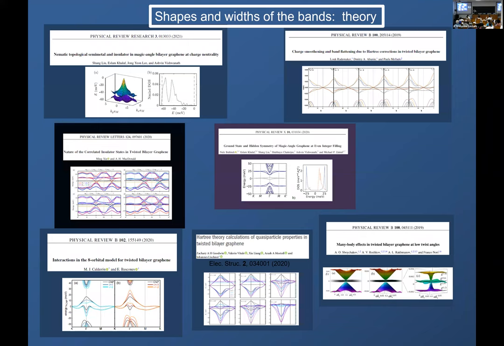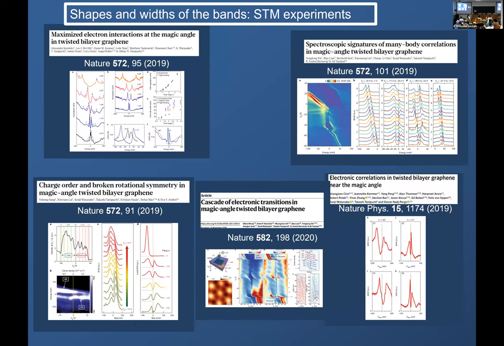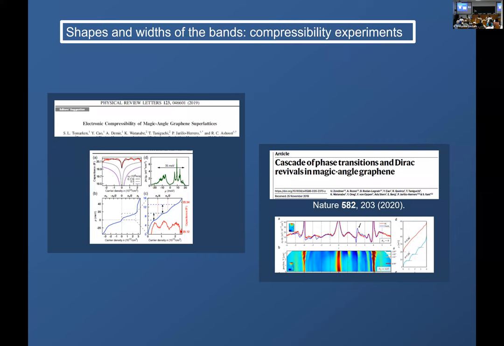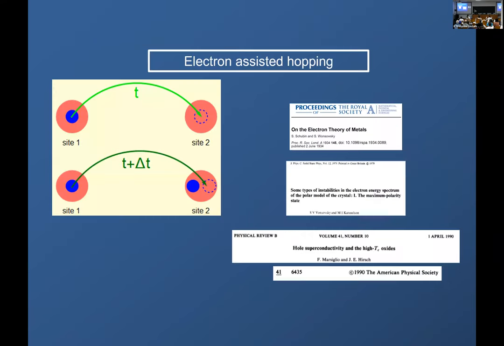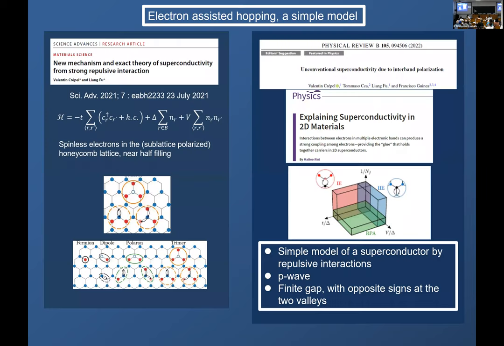These are other theory works which basically show the same results. There's no question that this change in the shape of the bands is there. And more interestingly, experimentally, this fact that the bandwidth is never a few meV, is always larger than that, has been confirmed in many STM experiments and also in compressibility experiments. And this is a cartoon of the effect I was discussing before, this kind of effective hopping, which is induced in twisted bilayer graphene.